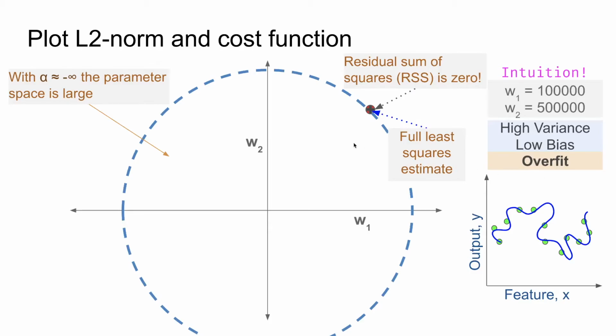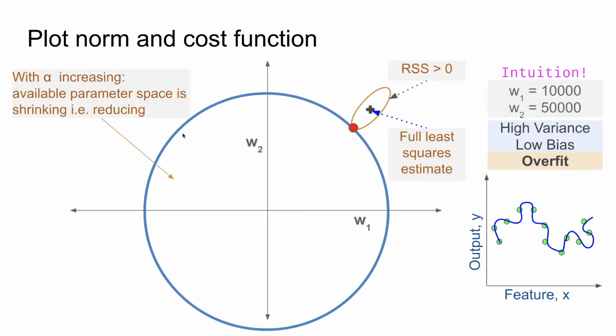Now if we move one step forward and decrease the alpha value, what we are doing is making this blue circle smaller, and by doing that we are putting a constraint on how big the values for these parameters w1 and w2 can be.